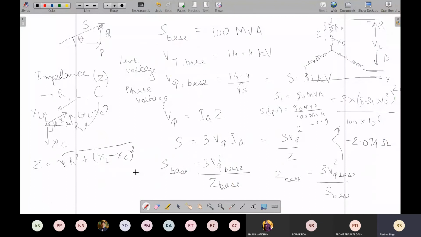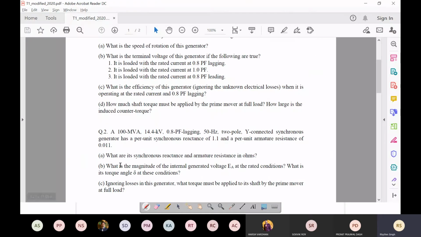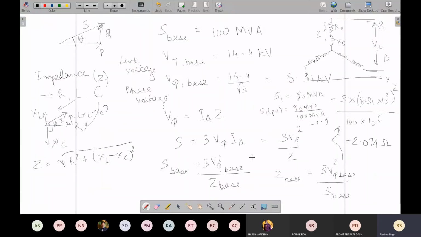Now last step, as Souvik pointed out, is that finally we have to get the synchronous reactance and the armature resistance in ohms. So I have put it here in this form. Suppose some quantity A is there. If I want to find the value of A in per unit, it is nothing but the actual value of A divided by the base value for that same quantity A. That is the relationship for finding the per unit from actual. And in this case, per unit value is given, actual is asked. So actual is nothing but per unit into base.